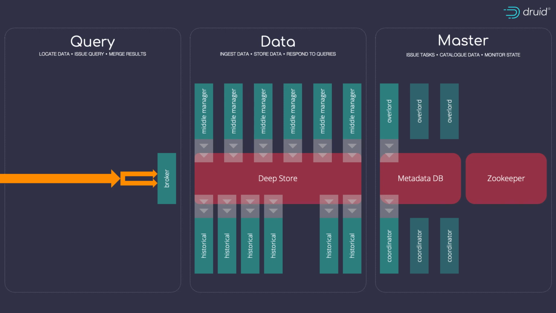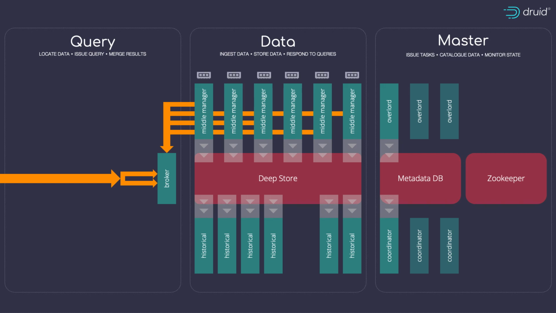Let's turn now to look at how queries actually execute. When the query covers data that's arriving in real time, the broker crafts tasks for those middle manager peons, asking them to calculate the necessary aggregations and pass them back. Middle managers are very likely to have the data in memory. Perhaps it's just arrived, for example.